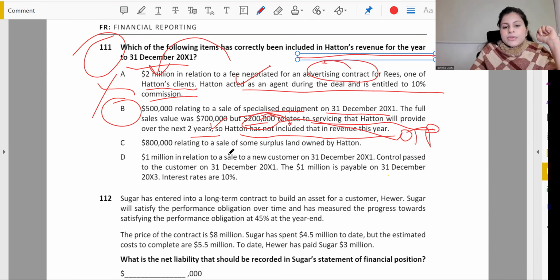8 lakh related to sale of some surplus land owned by Hatton. Is this revenue? Is this IFRS 15? If I sell my land and property, is that revenue?